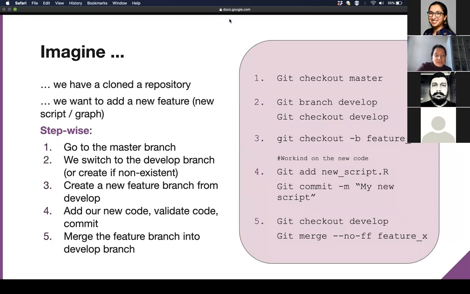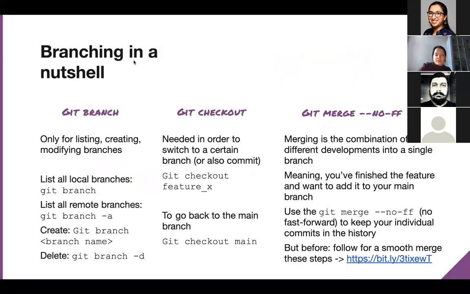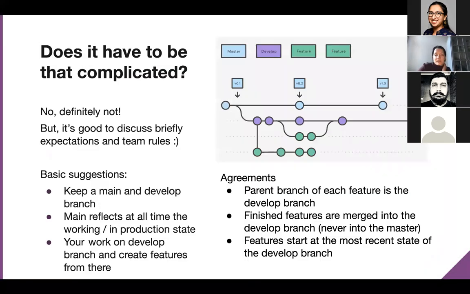I don't understand no fast forward. Okay, no fast forward. Maybe we can go back to this graph here. Sorry, to this one here. Here at this point is a merge. Also here, the no fast forward option was used.